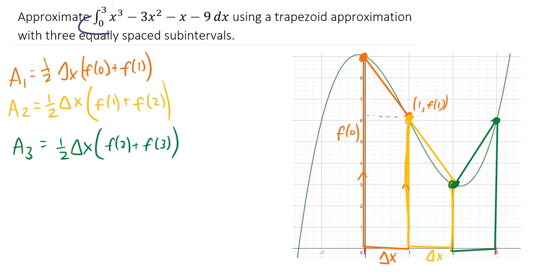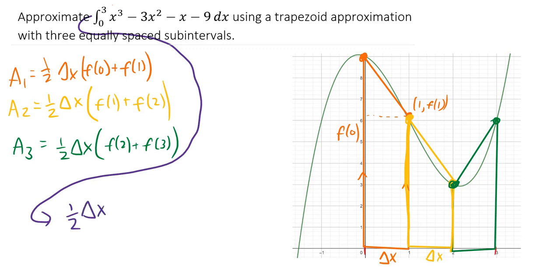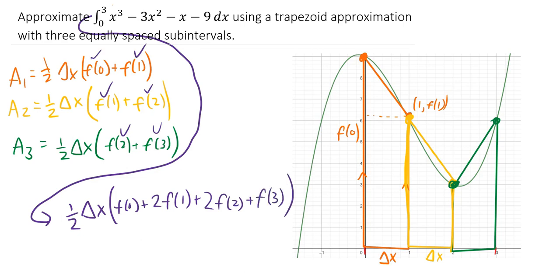My integral that I'm trying to find, I can approximate by adding up these three areas. If I add up the area of the first trapezoid, the second trapezoid, and the third trapezoid, I get 1/2 delta x (f of 0 plus f of 1 plus another f of 1 plus f of 2 plus another f of 2 plus f of 3). So it's 1/2 delta x. In this case, I went from 0 to 3. That's a width of 3.